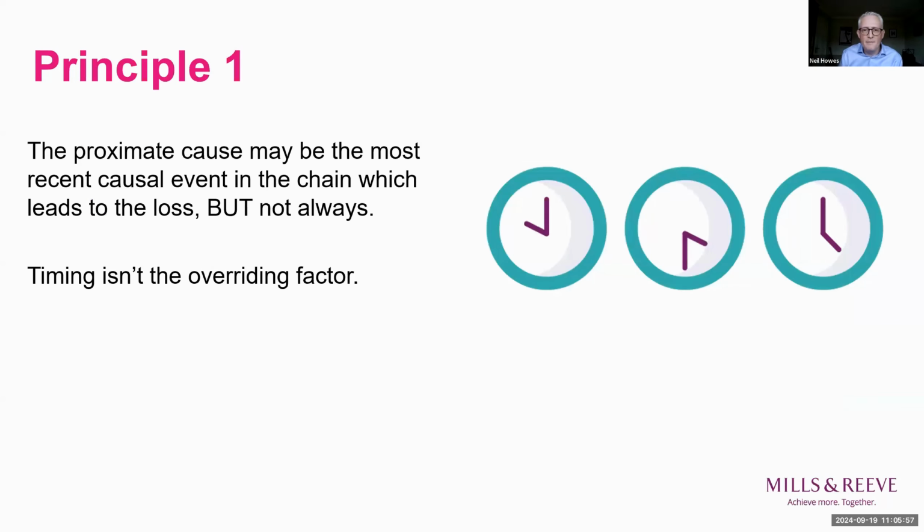Thank you, Sophie. I think when it comes to proximate cause, there are probably 5 basic principles that it's worth bearing in mind. The first principle, principle 1, is something that we've touched upon already. In other words, the proximate cause could be the most recent causal event in the chain which leads to the loss being suffered, but that's not always the case. So timing isn't the overriding factor.